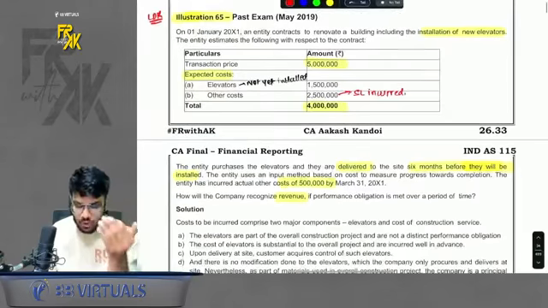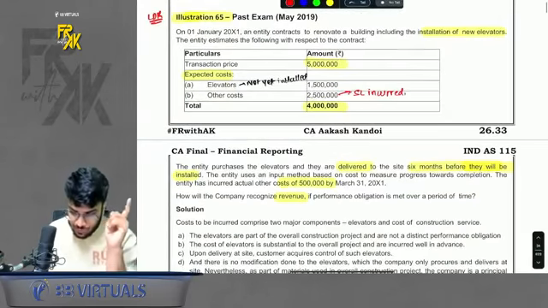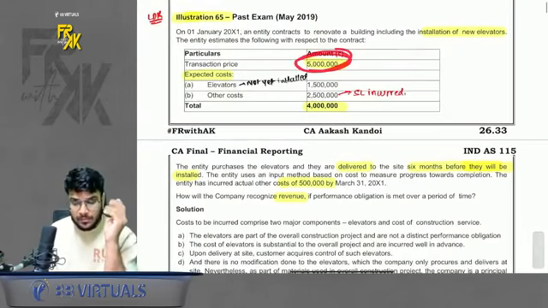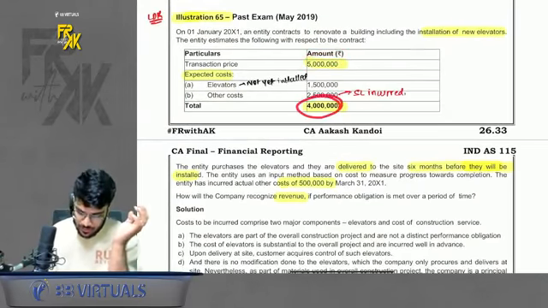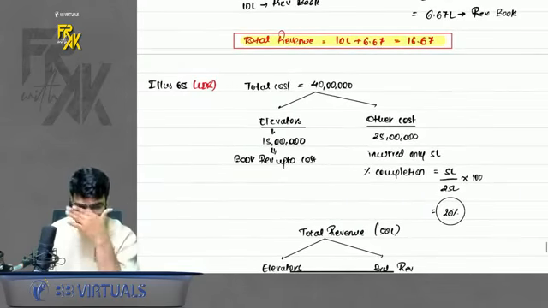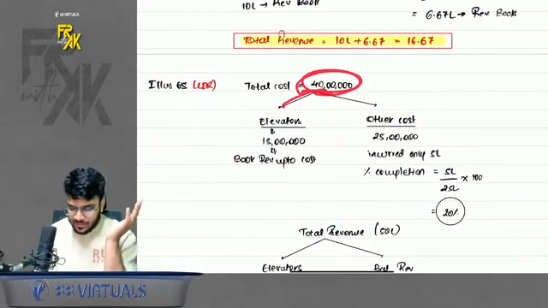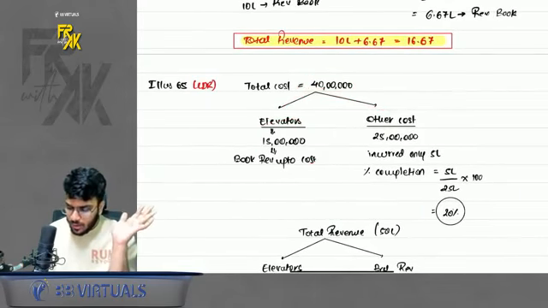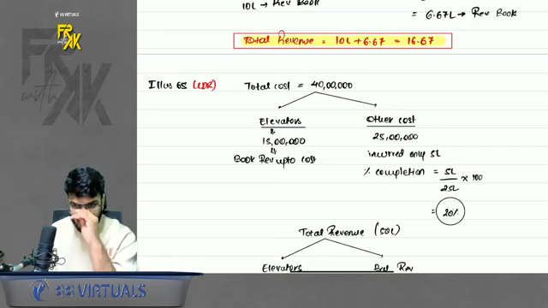Based on this, we have one question also which you solved in class, in case you remember. TP is revenue 50 lakhs, cost 40 lakhs, of which the cost for elevator is 15. Out of the remaining 25 you incurred 5 lakhs. How to book this? Simple. Out of 40, bifurcate into elevators and other cost. Elevators separate, other cost balance 25, out of which 5 we incurred.